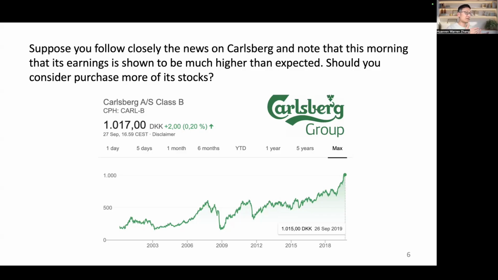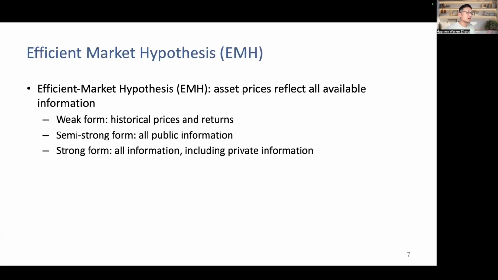If you are a firm believer in the efficient market hypothesis, then you would not base your decision on the most recent news on Carlsberg, right? Because the efficient market hypothesis assumes that asset prices reflect all available information. Talking about the efficient market hypothesis, it actually has three forms.